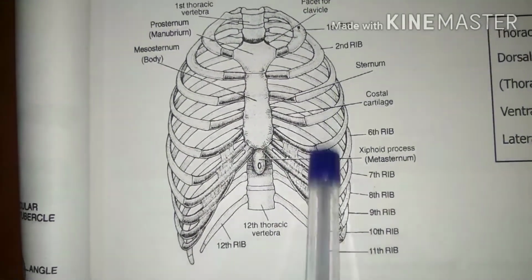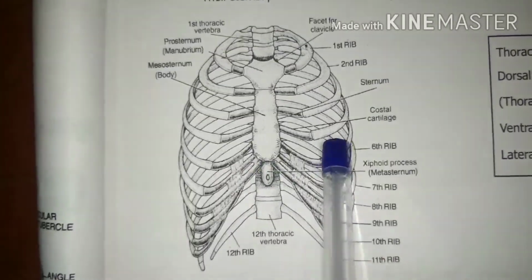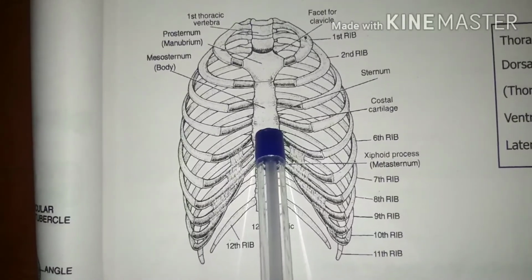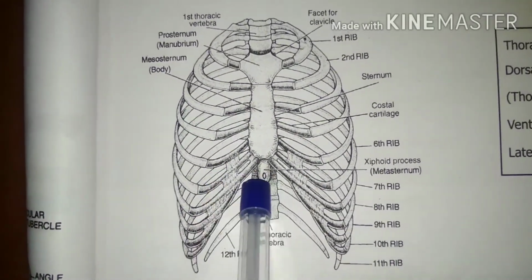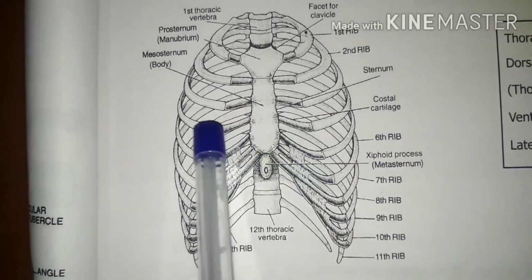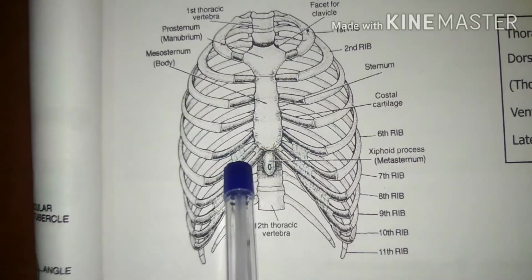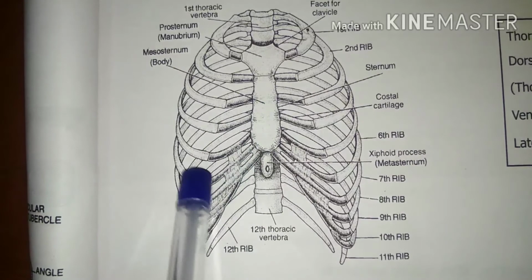These thoracic ribs and sternum bind with each other and form the rib cage or thoracic basket in which the heart, lungs, large blood vessels and trachea are protected.